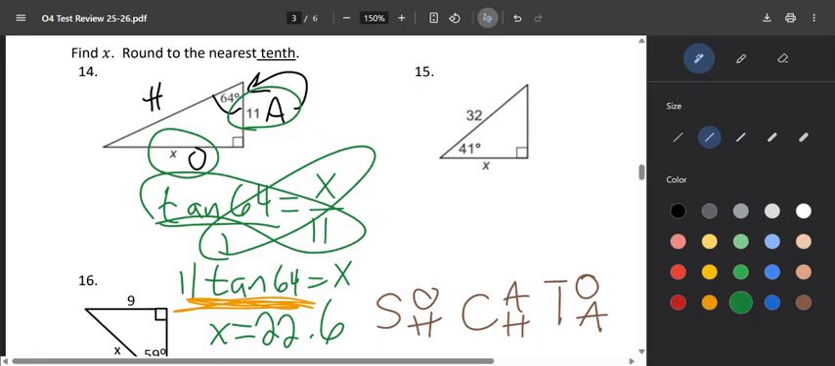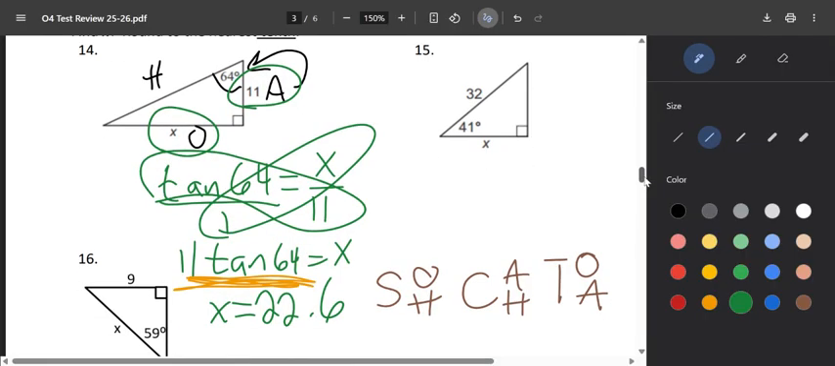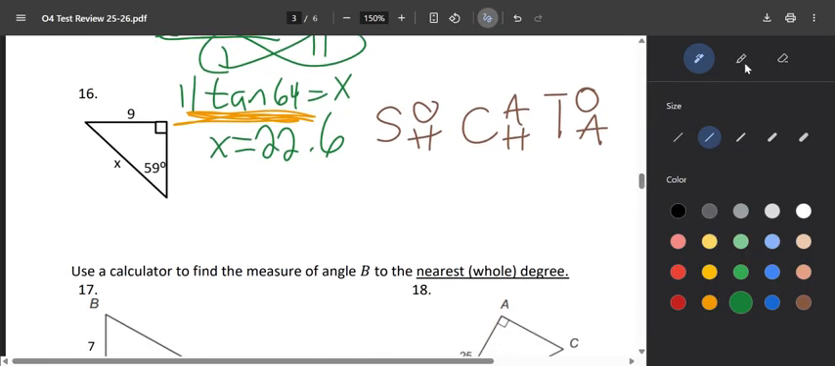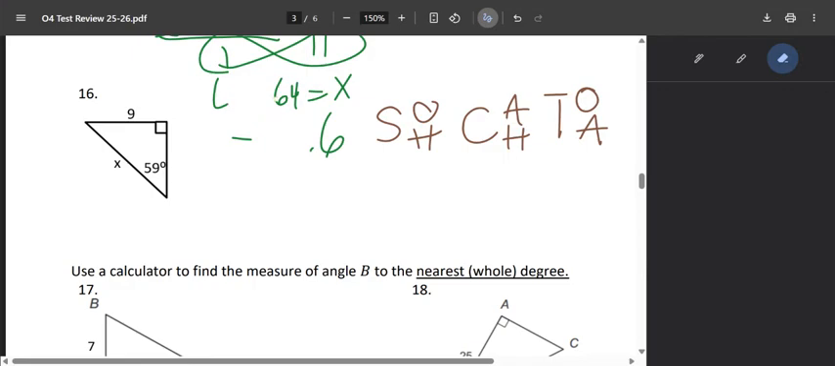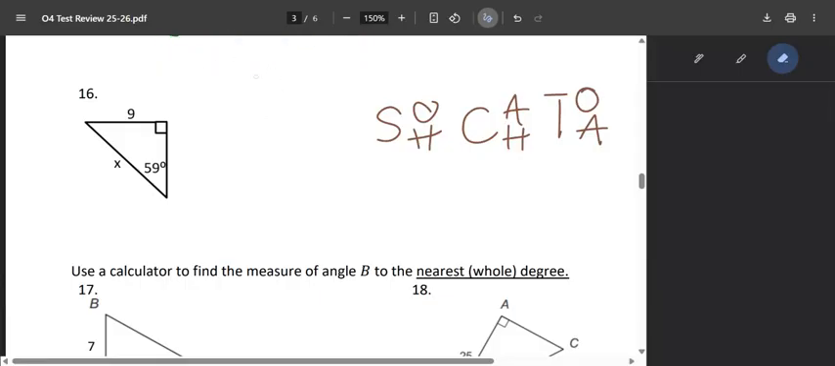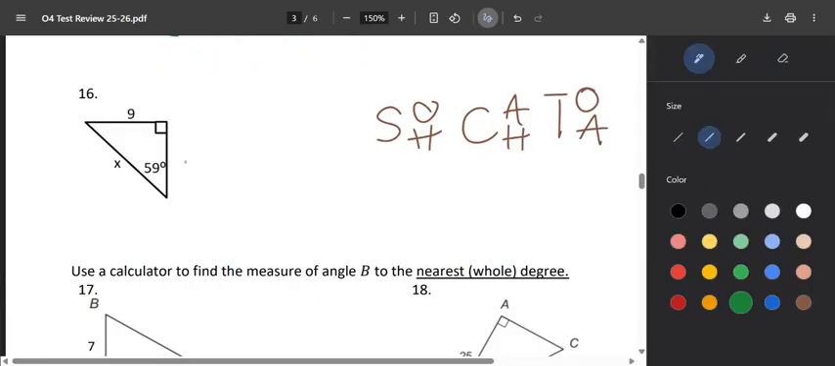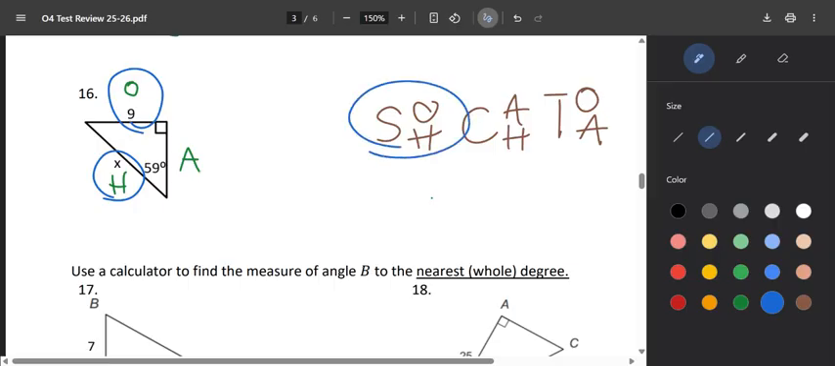Alrighty. Let's go ahead and skip to number 16. So for number 16, again, we are given an angle and a side. And it's not a 30, 60, 90 or 45, 45, 90. It's 59 degrees. So we're going to label our hypotenuse, adjacent means next to, and then opposite. Well, in this case, it looks like we are looking for the hypotenuse. We're given the opposite. O and H. Oh, that's going to be sine.